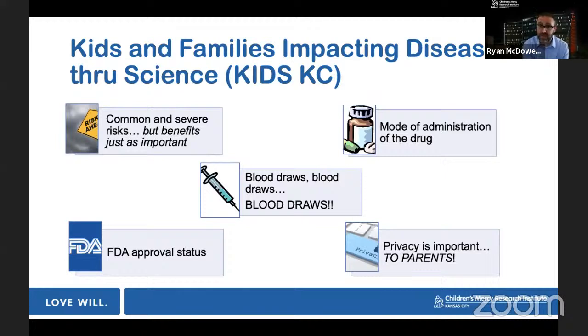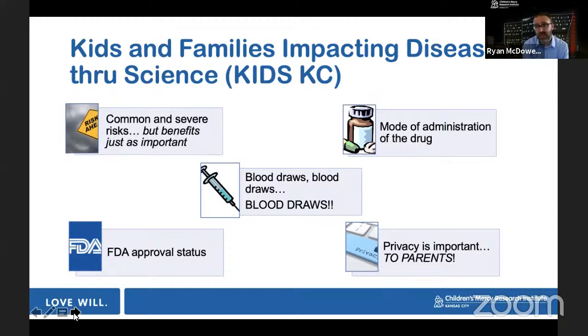When it came to privacy, they were very quick to point out that privacy is not important to them, but it's important to their parents. I think they're used to participating in a world where social media and privacy is a different thing to them than it is to us old folks. They were quick to point out that their parents probably want to know these privacy things, but it's not important to them. The one thing that they emphasized over and over was blood draws, blood draws, blood draws.